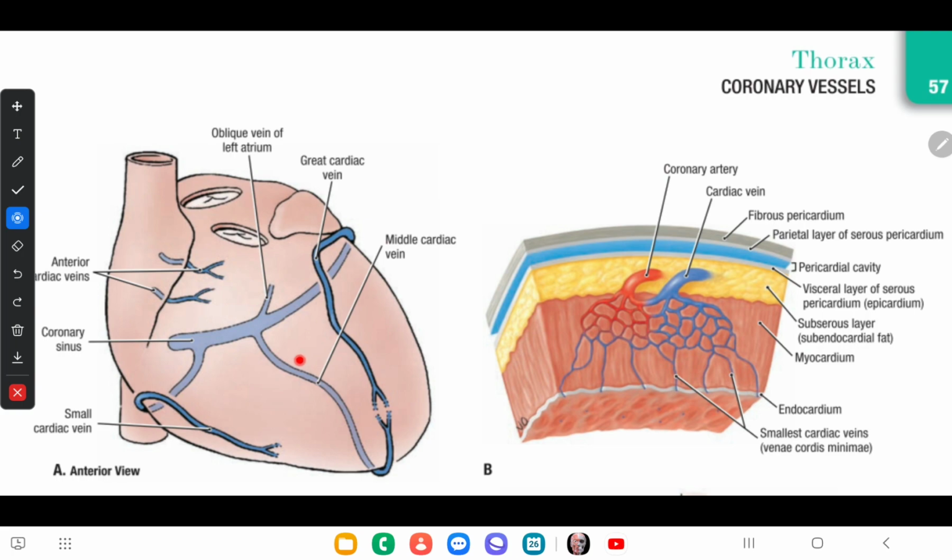So the anterior cardiac veins drain blood directly into the right atrium. You can see the anterior cardiac veins cross the right atrioventricular groove and open into the right atrium directly. You can also see the smallest cardiac veins, or venae cordis minimae, which open directly into the heart wall of the right atrium.